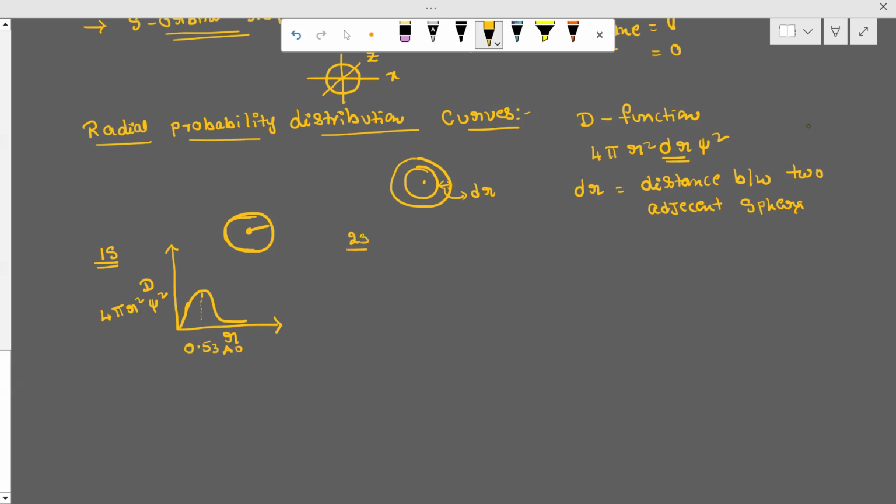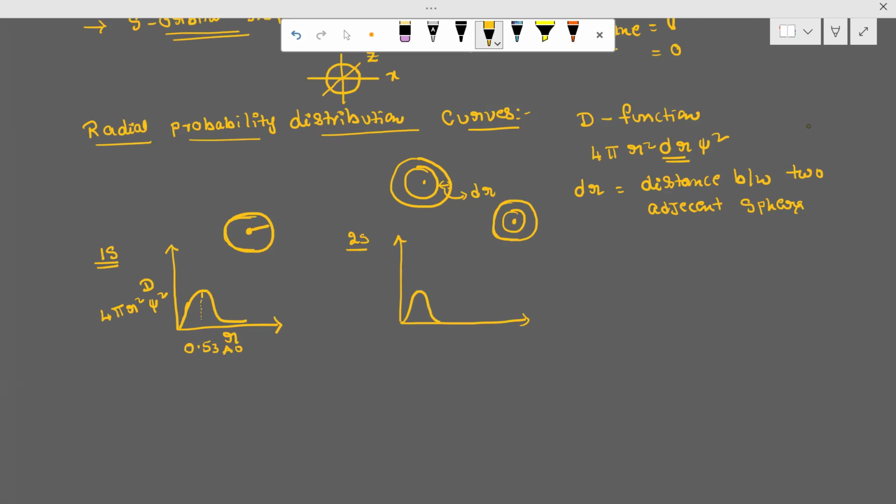And how to take the 2s orbital. For 2s orbital, this is the nucleus, the first shell and the second shell. The electron density nearer to the nucleus is 0. Then the value increases up to the maximum, then decreases. It reaches 0, touching the x-axis. Again, the value increases up to the maximum, then decreases.